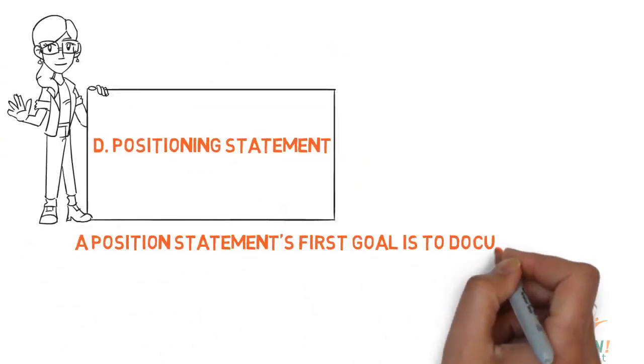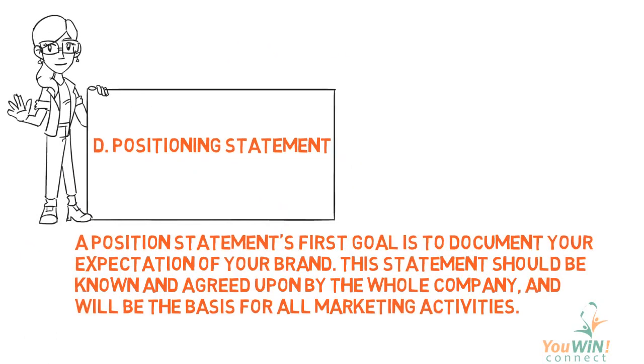Finally, the positioning statement. A positioning statement's first goal is to document your expectation of your own brand. This statement should be known and agreed upon by your entire organization and will be the basis for all marketing activity. Okay, so now let's take a few minutes to identify a position statement for each of our businesses. I have put a template here that makes it easier for you to come up with a positioning statement. So we'll take a few minutes to do this before we move on with our learning.